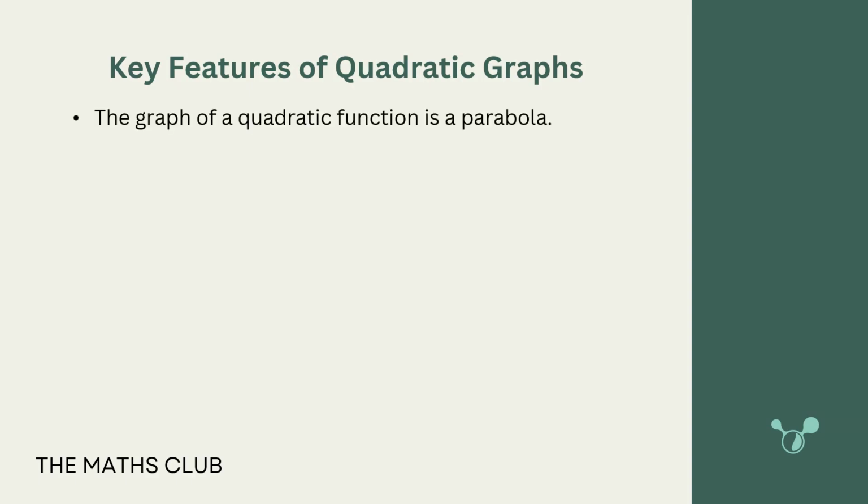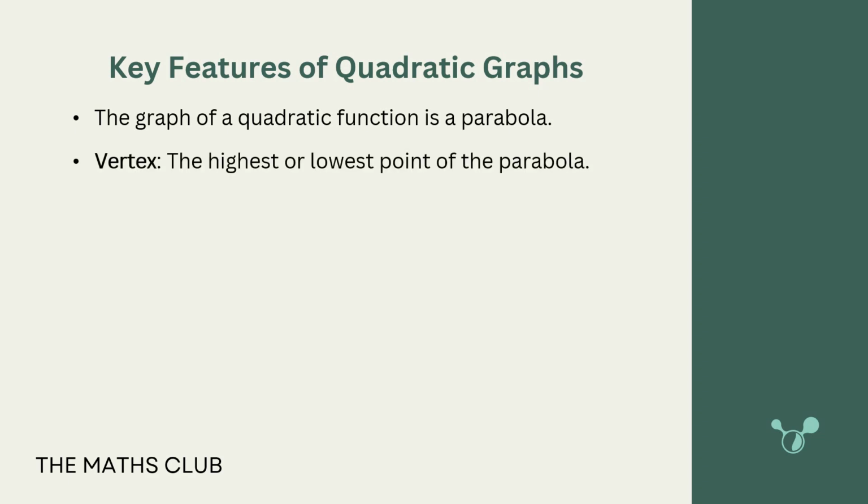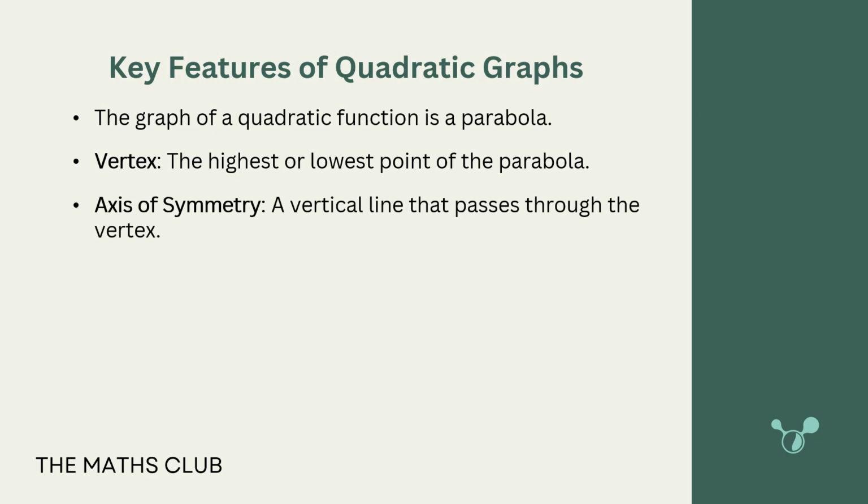A quadratic graph is really a parabola, and you will see the shape in the next slide. The vertex is like the highest point or lowest point of the parabola. So if you have the parabola, the highest point is the vertex, or the lowest point is actually the vertex. Then there's an axis of symmetry. Symmetry is like two equal sides, something that divides the parabola into two equal halves.